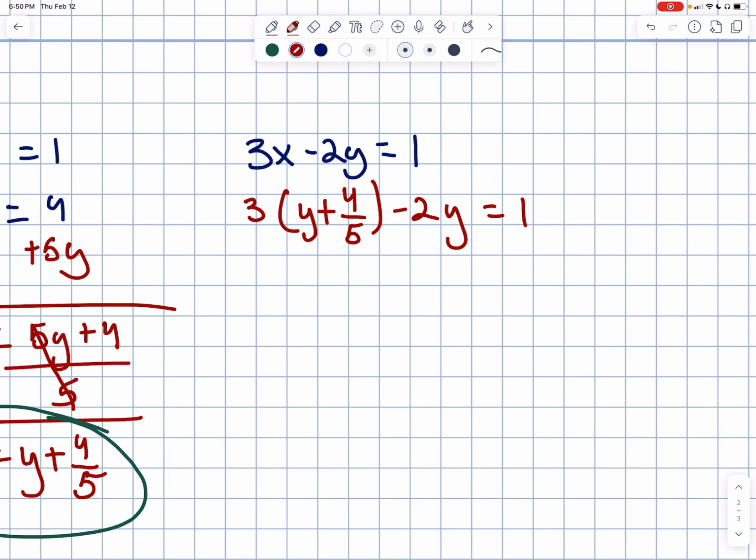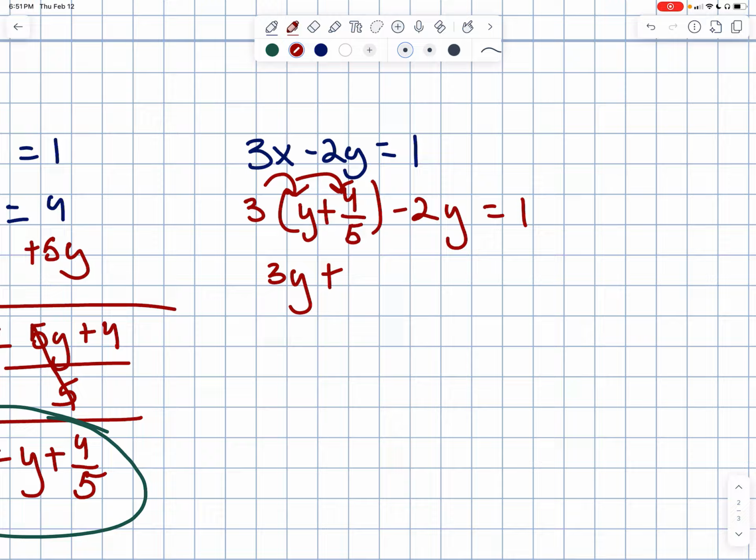Now, we don't have any x variables. That's good. So we're on the right track. Let's go ahead and distribute the 3 to the y and the 4 over 5. So what's 3 times y? Well, it's 3y, plus. When it comes to multiplying a fraction with a whole number, there was a trick where you divide the number and the denominator, and whatever you get from that, you multiply to the numerator. But here, you can't do that.